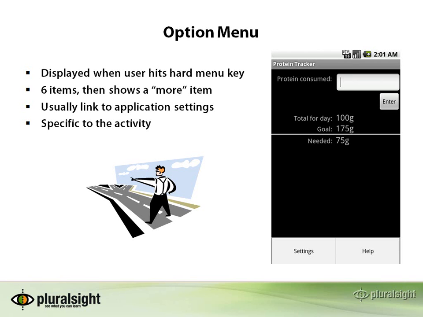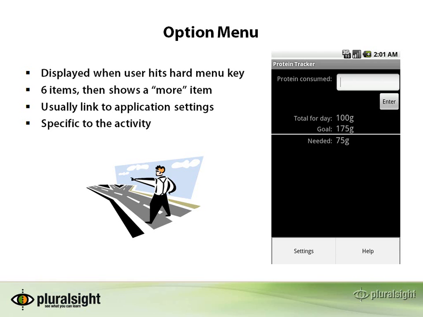So let's take a look at the option menu. The option menu is basically a menu that is going to show up when a user hits the hard menu key on their device. So if you look at this screenshot I have of one that I had created for our protein tracker, what we're going to build here, I've got a settings and a help.